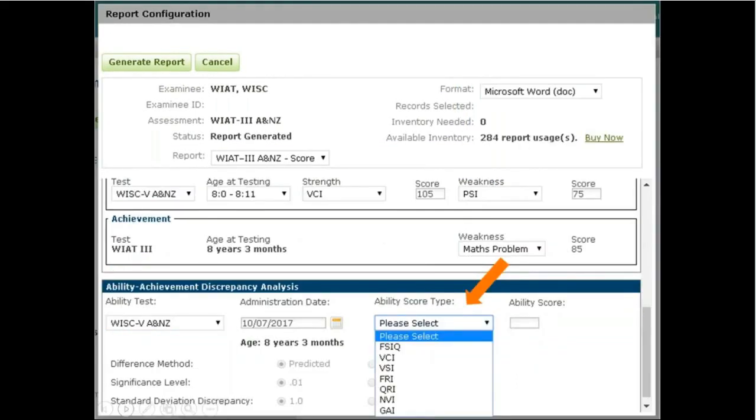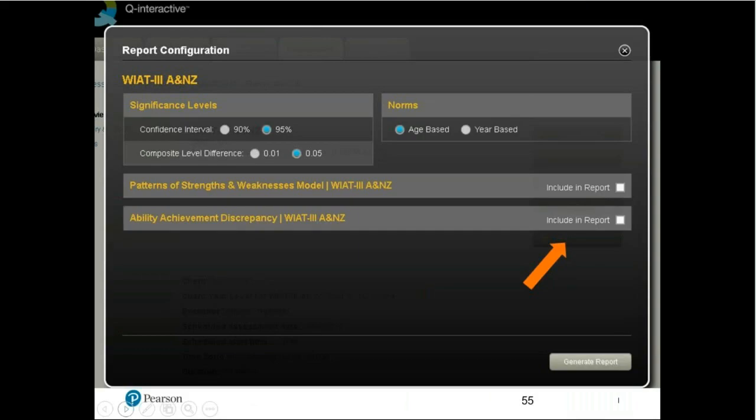And in this instance, we've done a maths one. And you can, again, select for the AAD which score comparison you want to make, whether you want to base it on the full scale IQ or if you have reason to base it on one of the other indices. Now, in Q Interactive, that's our iPad-based assessment, the process is the same.